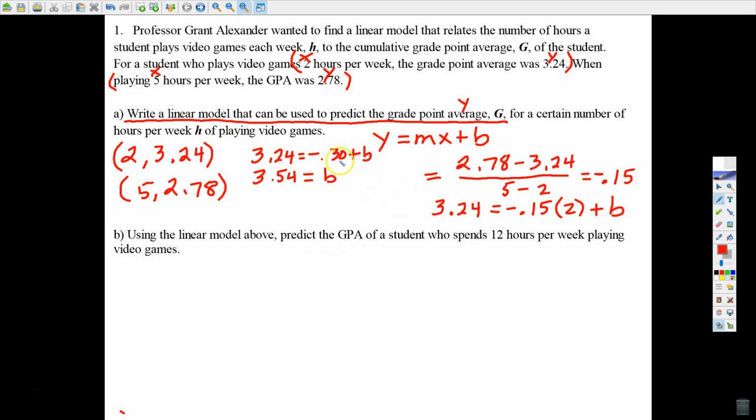So the answer to part A, write a linear model, and we're going to use the variables G for GPA. So my linear model is going to be G, the GPA, will be determined by using this number for slope, negative 0.15, times a certain number of hours per week, which is h, plus this y-intercept of 3.54. Okay, that is my answer for part A. Any questions?